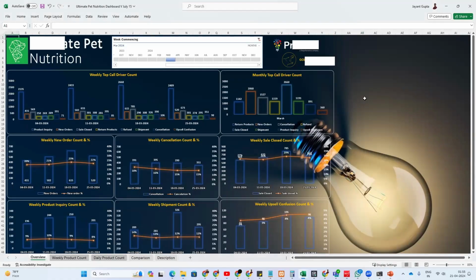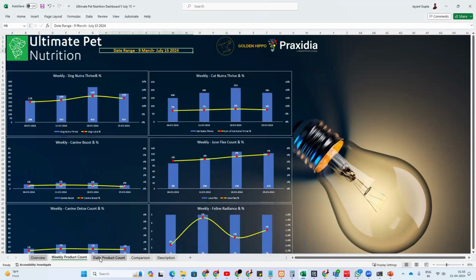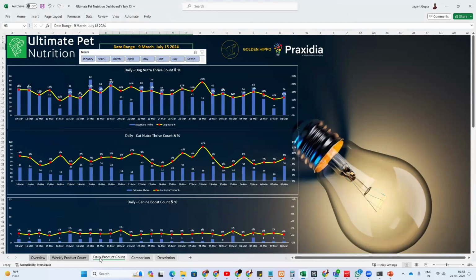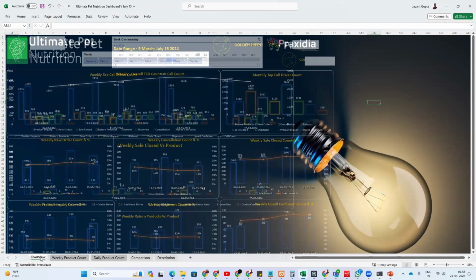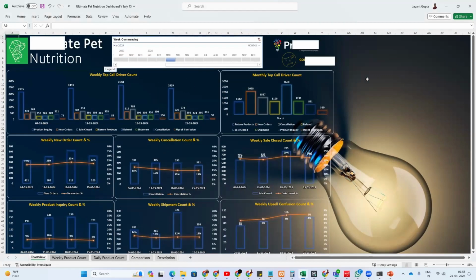This dashboard is a sales dashboard, which has 4 tabs. As you can see, the overview tab, weekly product count tab, daily product count tab, and a comparison tab. So on the overview tab, of course, over here, we have the slicer for month. We can also add multiple filters to filter out the data, and that absolutely depends on the data that you will be providing to us.